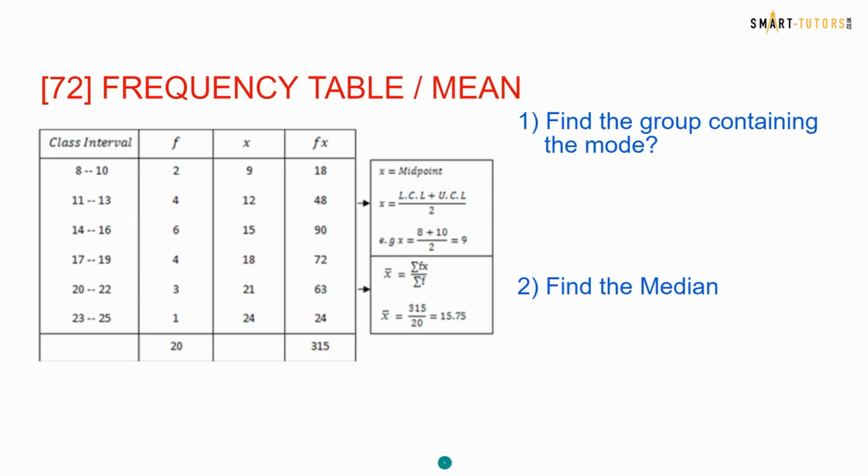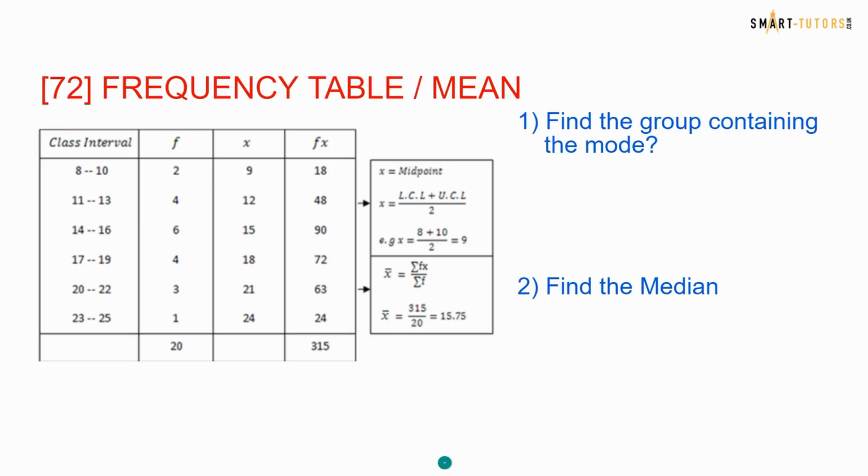Topic 72, frequency table and how to do the mean. Frequency table means sometimes they give the class interval. You need to find out the midpoint, we call x. So the midpoint of 8 and 10 is 9. Midpoint of 11 and 13 is 12. Likewise, you fill up everything.